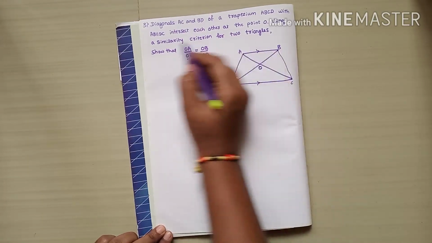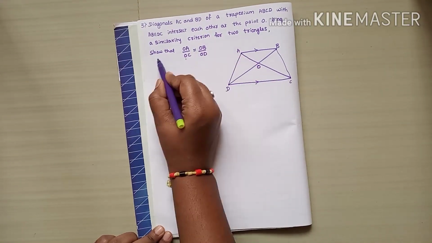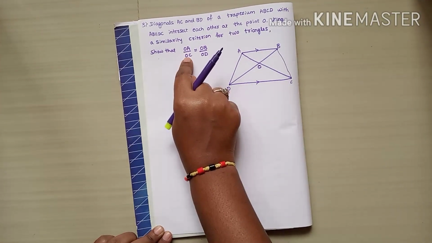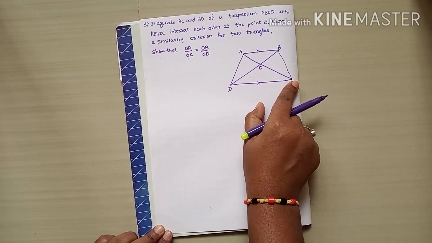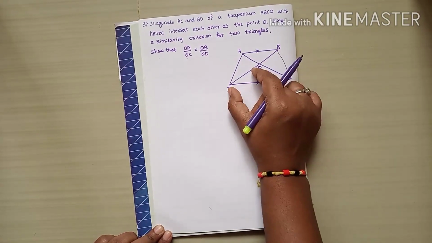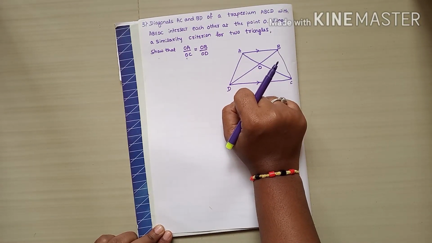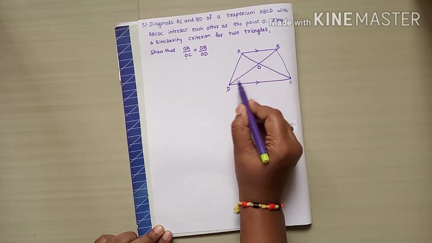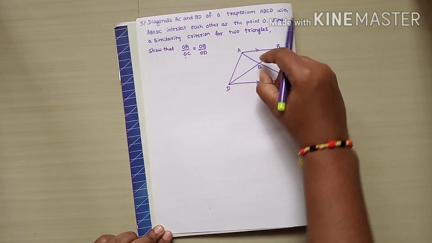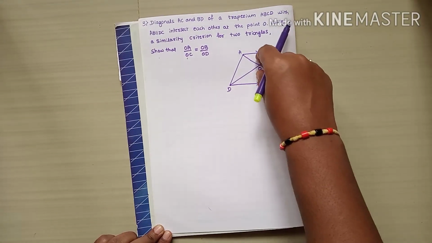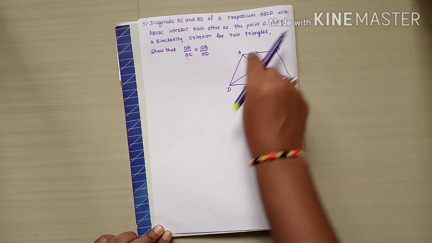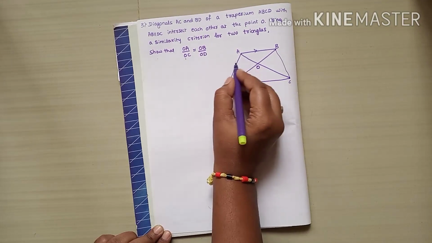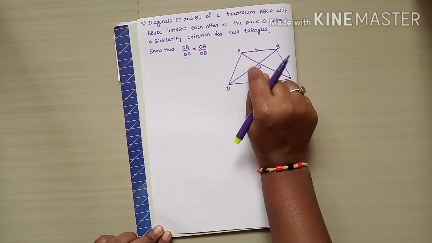Now we have drawn the diagram. Using a similarity criteria for two triangles, this result we want to prove. So OA by OC: OA is here, OC is here. Next OB by OD. Which two triangles do we have to consider here to prove this result? We have to consider the triangles AOB and COD. We have to prove these two triangles are similar by a similarity criteria. Then we can prove this result.